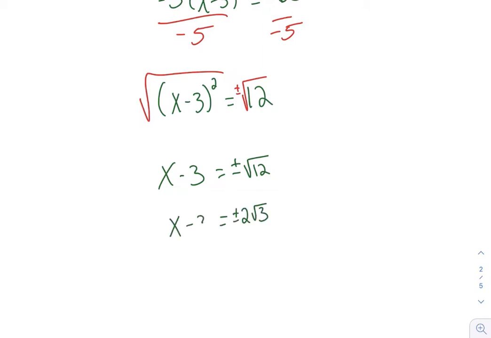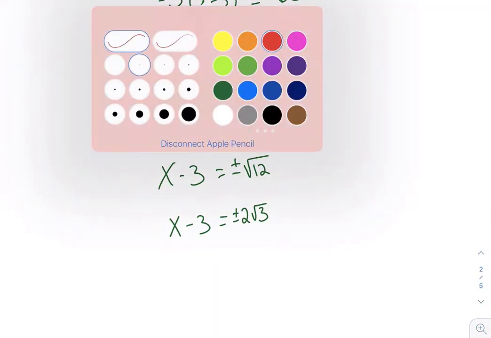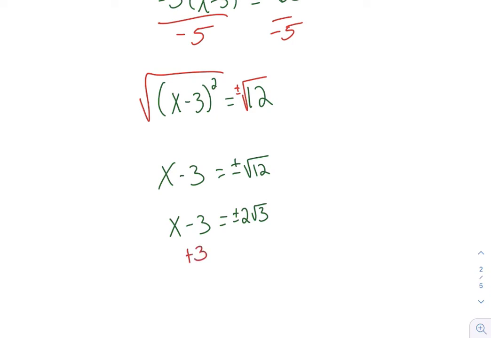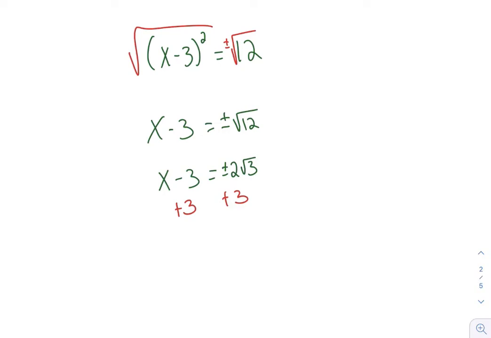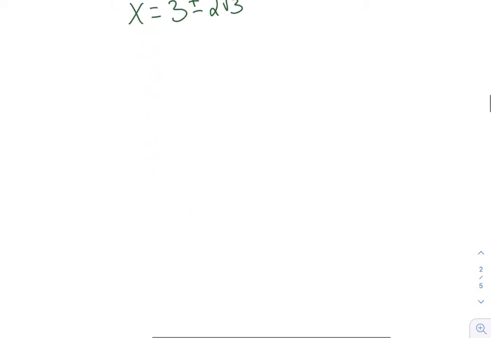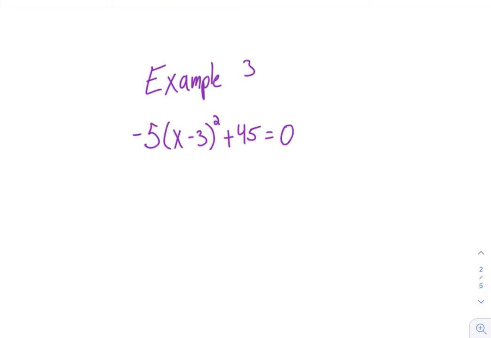And I still have that x minus 3 on the left. Now that I've simplified this square root, I can go ahead and get x by itself by adding 3 to both sides to cancel out that minus 3. And my final two answers are x equals 3 plus and minus 2 root 3. Right, so 3 plus 2 root 3 and 3 minus 2 root 3. Right, so let's take a look at example 3.